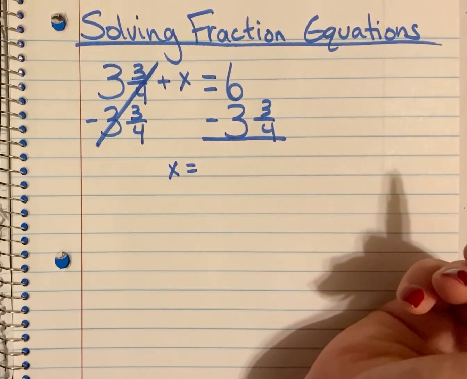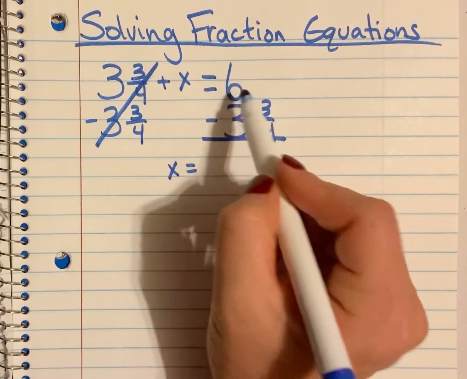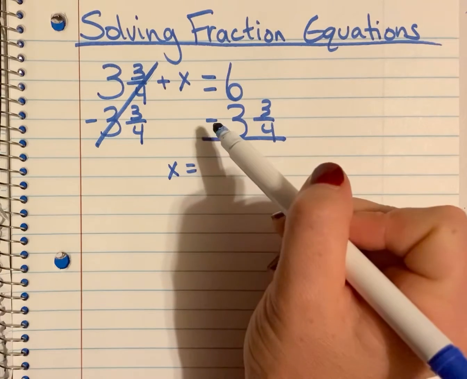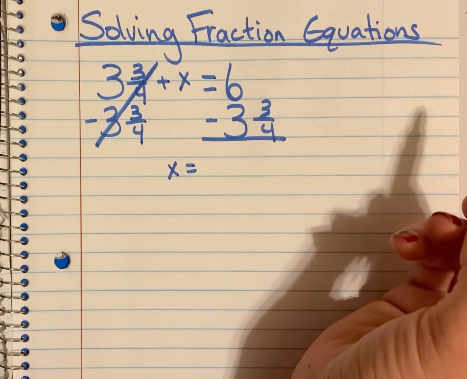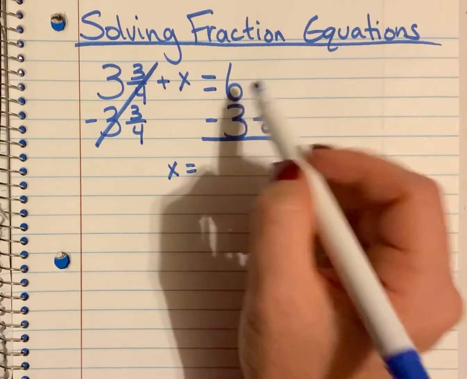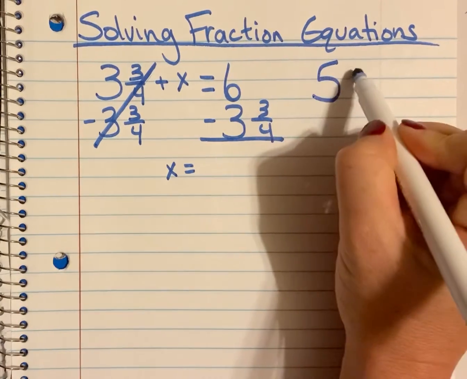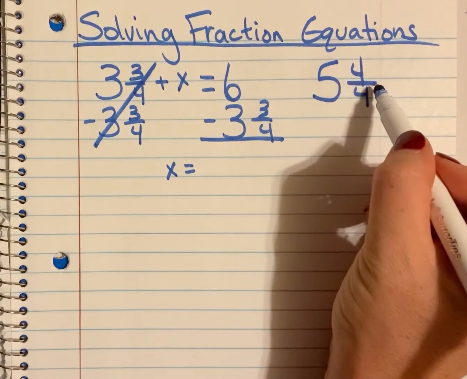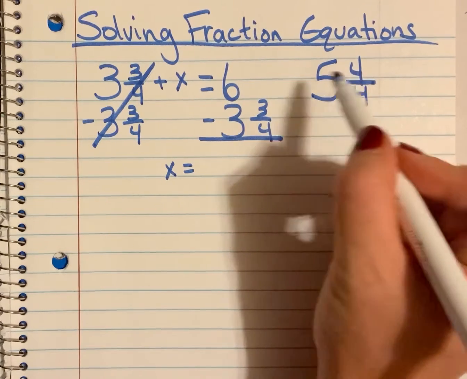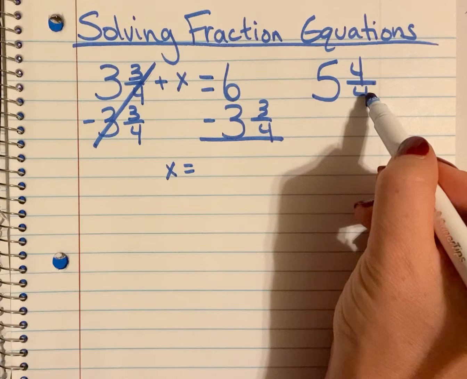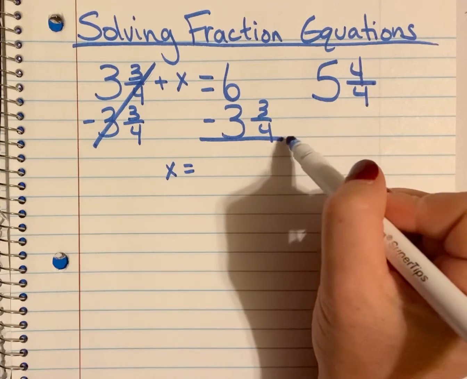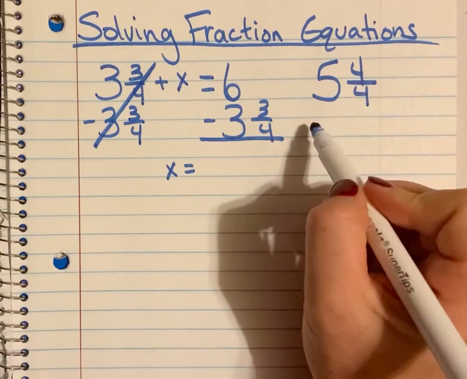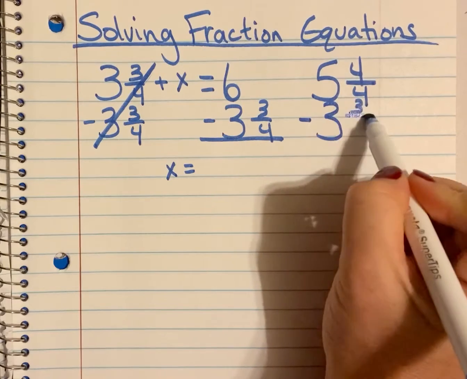And now we subtract. When I have a whole number, how do I turn it into a mixed fraction but keep the value of 6? Remember, when we add and subtract, we want to keep a common denominator. So we're going to change the whole number 6 to 5 4/4. 4/4 is 1 whole, and 1 whole plus 5 is 6. So it's a mixed fraction. It has the same denominator that we need, but it keeps the value of 6. Now I can subtract 3 3/4.